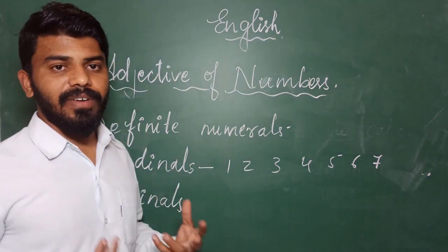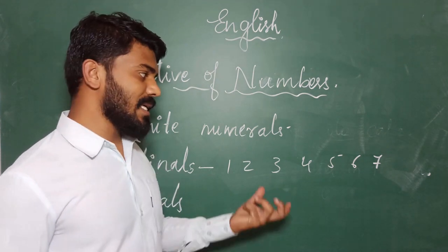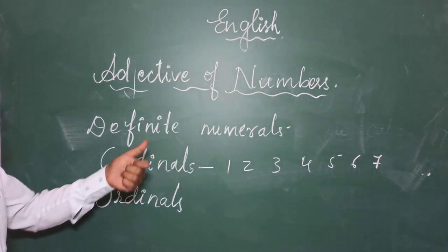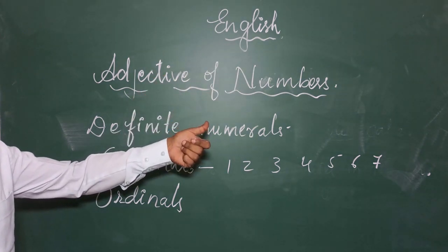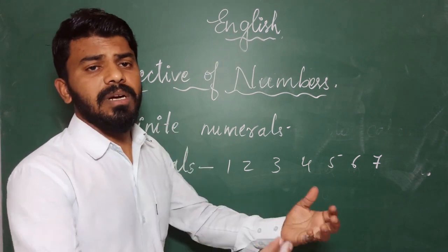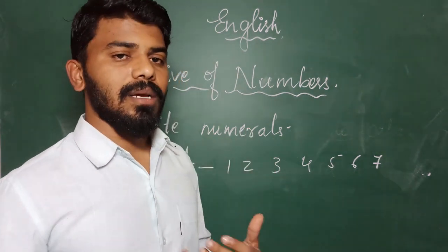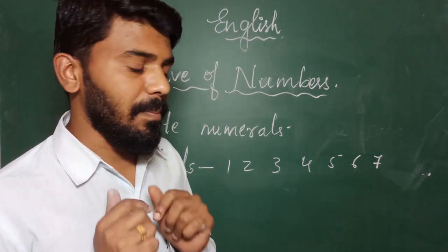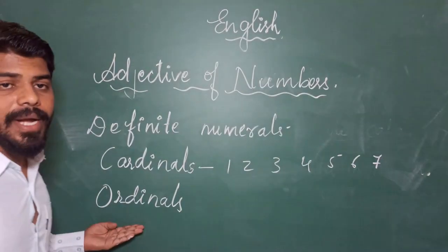Like I have 5 pens. 5 is an exact number, so they fall under cardinal adjectives. Okay, they are under cardinal adjectives. Like the numbers you mention, they are cardinals. Cardinals tell us the exact number. And what is ordinals?